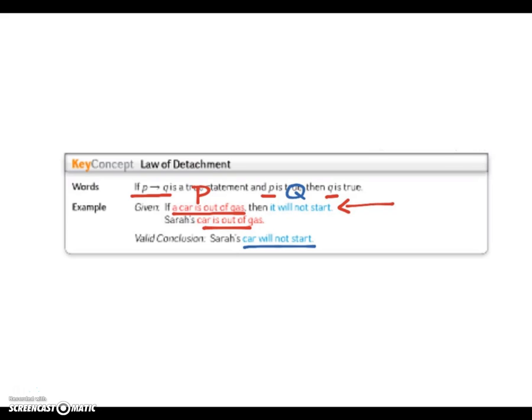Like in this one, the first statement is a car is out of gas. The second one is more specific. It's saying Sarah's car is out of gas. Okay? Then your Q statements also have to match up. And this is where we decide whether it's a valid conclusion or not. So we could put anything we wanted to here, but the only valid conclusion would be that Sarah's car, which we get from this other statement, will not start, because that was the Q portion of the original given statement. Okay, will not start. So let's look at an example.